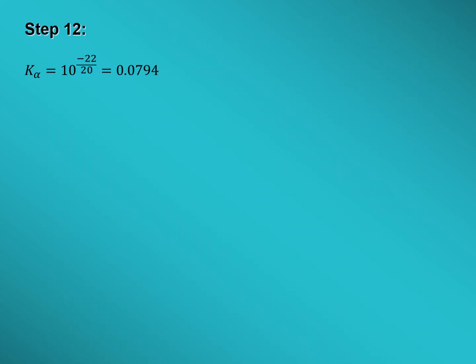Next, step number 12, find K alpha. You can use the formula in step number 12. So K alpha is 10 to the power of minus 22, where minus 22 is the value of Gm, over 20. The 20 here is from 20 log. Now the value is 0.0794. Then finally you can find the complete equation of G lag.